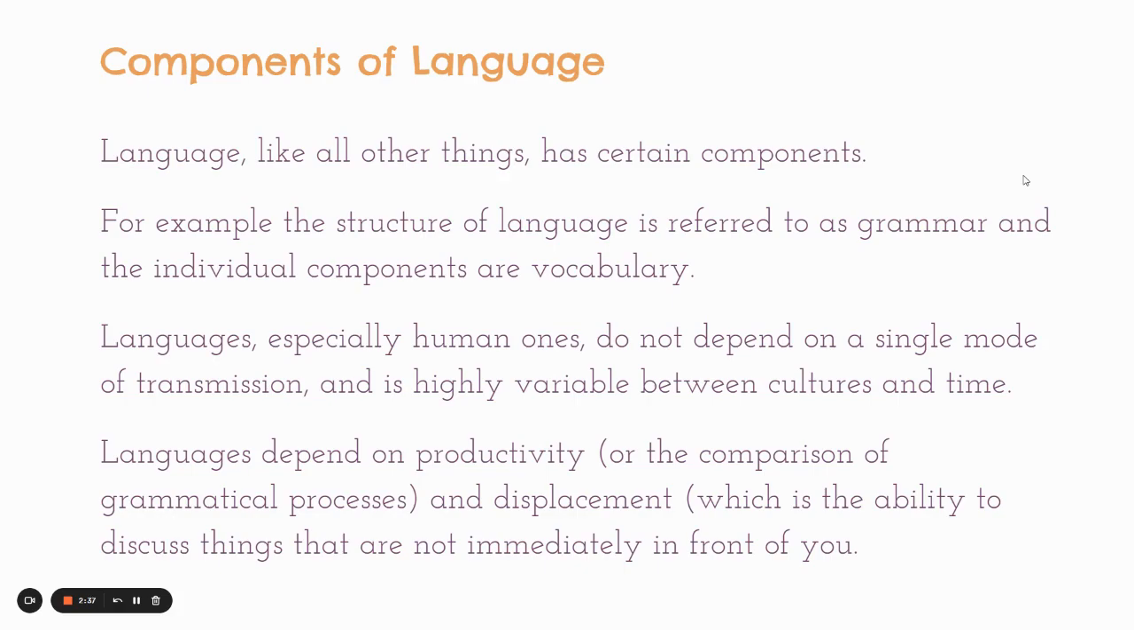And languages also depend on productivity and displacement. These are both linguistic terms. So productivity is the comparison of grammatical processes, and displacement is the ability to discuss things that are not immediately in front of us, which is something unique that our languages have.